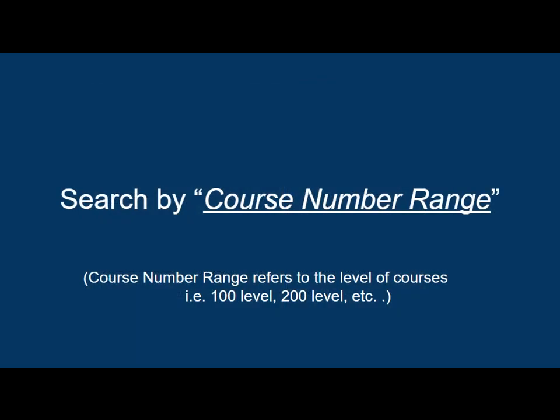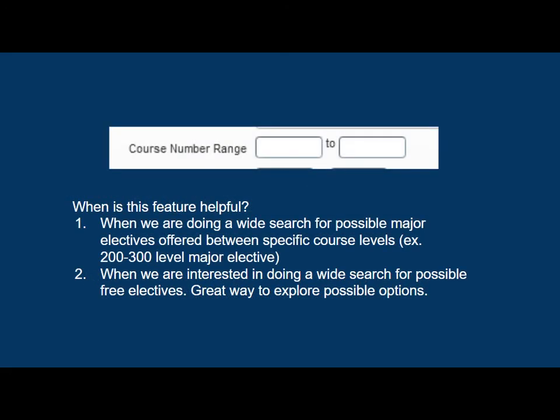The next advanced search feature we'll show you is search by course number range. The course number range refers to the level of courses, so 100 level, 200 level, etc. So when is this feature helpful? Well, when we are doing a wide search for possible major electives offered between specific course levels, for example 200 and 300 level major electives. Or when we're interested in doing a wide search for possible free electives. This is a good way to explore options.